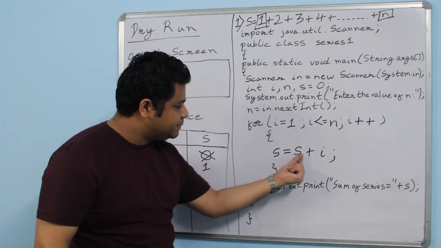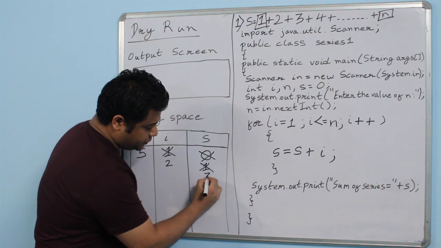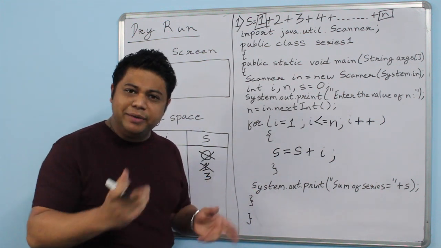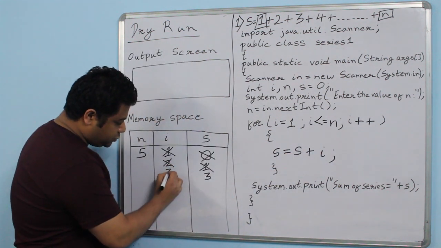Now S equals S plus I. So we have to add 1 plus 2. So this will become 3. Again the same thing. Now see, loop means to repeat again and again. So again it will go over here, the value of I becomes 3.